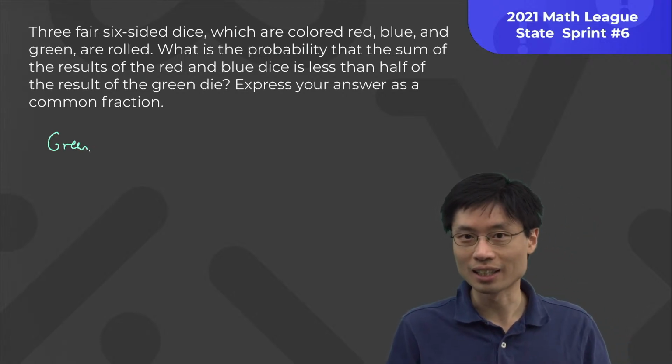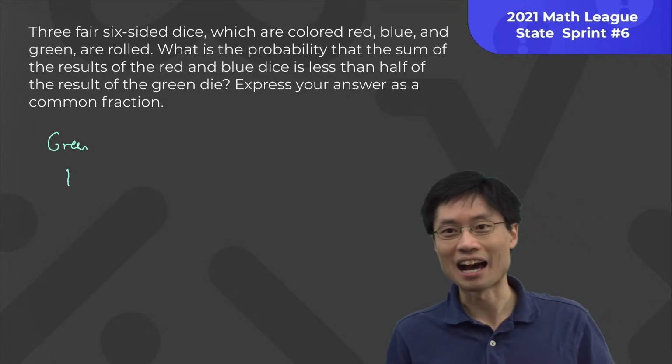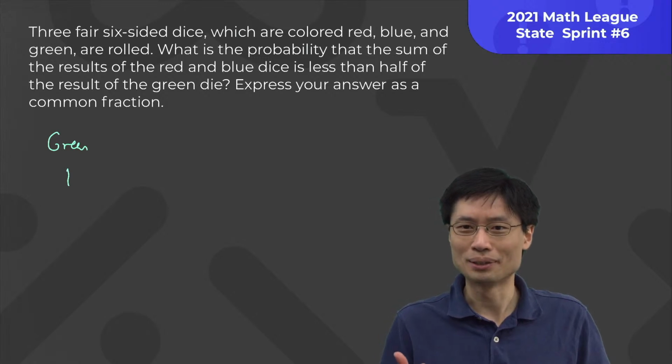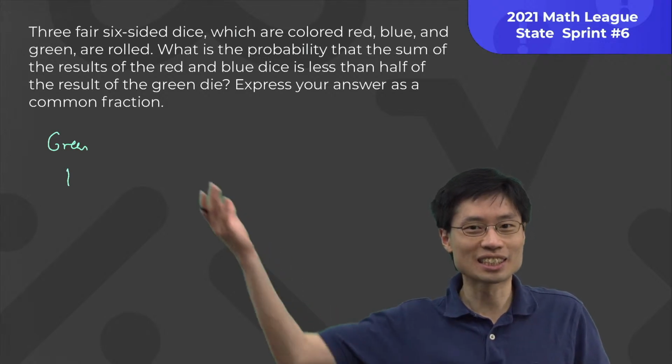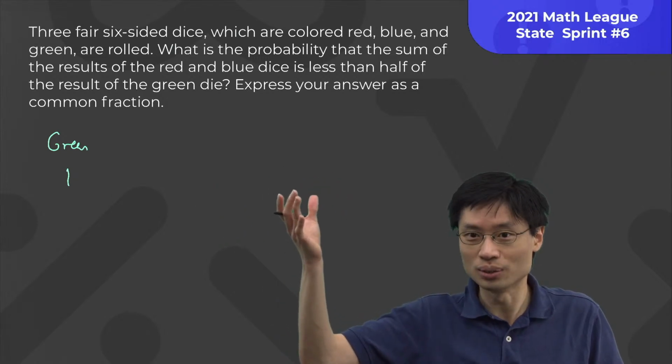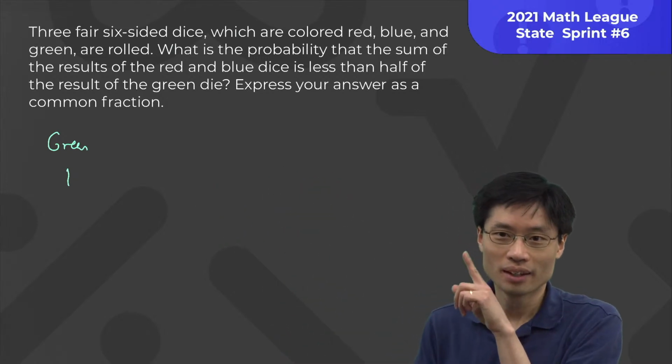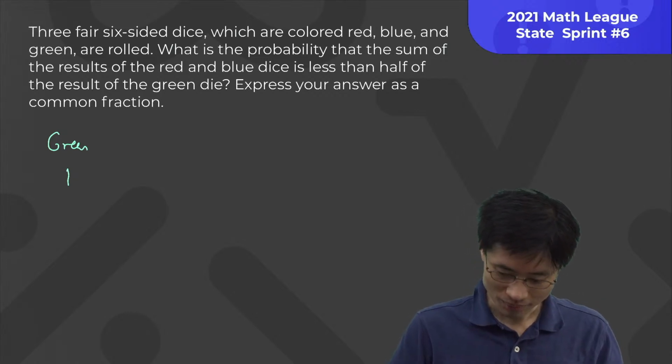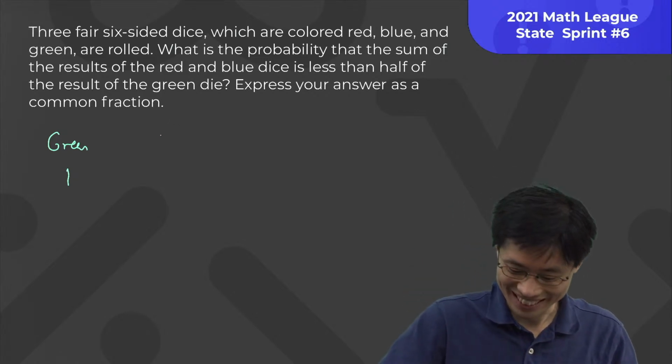So if the green die was a 1, how do you get less than half of 1 as the sum of 2 numbers? You just can't, because the sum of the other 2 dice, which is red and blue, the smallest it could be is 2. Oh, if the smallest it can be is 2, hey, red and blue is like purple, right? So this is like red plus blue.